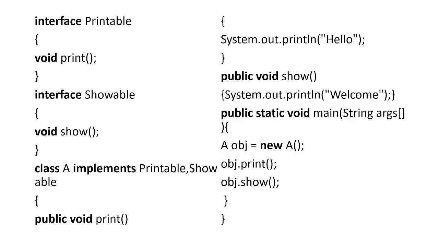If you want to access the interface, you have to specify the access modifier as public. The main method will start: A obj equals new A(), then obj.print() and obj.show(). That means it will display hello welcome.